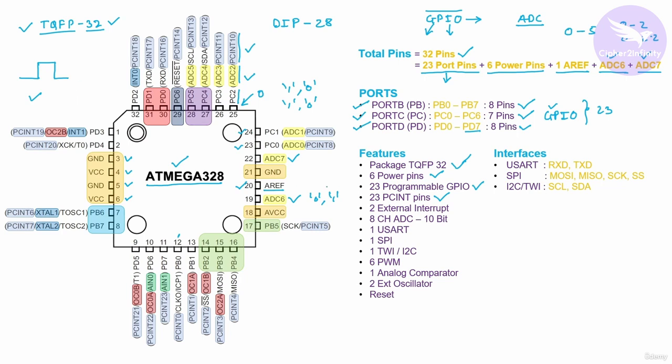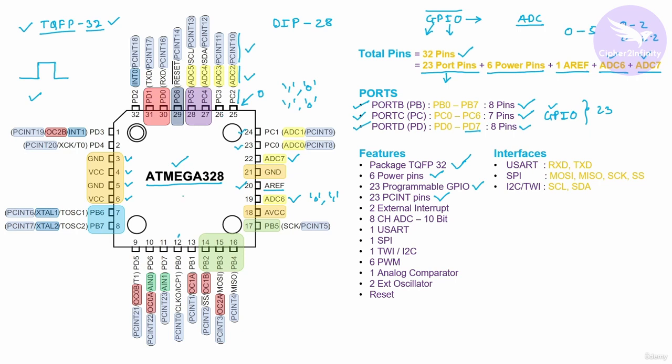Now I will show you the total 23 PCINT pins. Generally all the GPIO pins that we saw support the pin change interrupt functionality. So PCINT 0, 1, 2, 3, 4, then 5, then 6 is here, then 7, then 8, 9, 10, 11, 12, 13, 14, 15 is not there, 16, 17, 18, 19, 20, 21, 22, 23. That's how 23 PCINT pins are there in this controller.